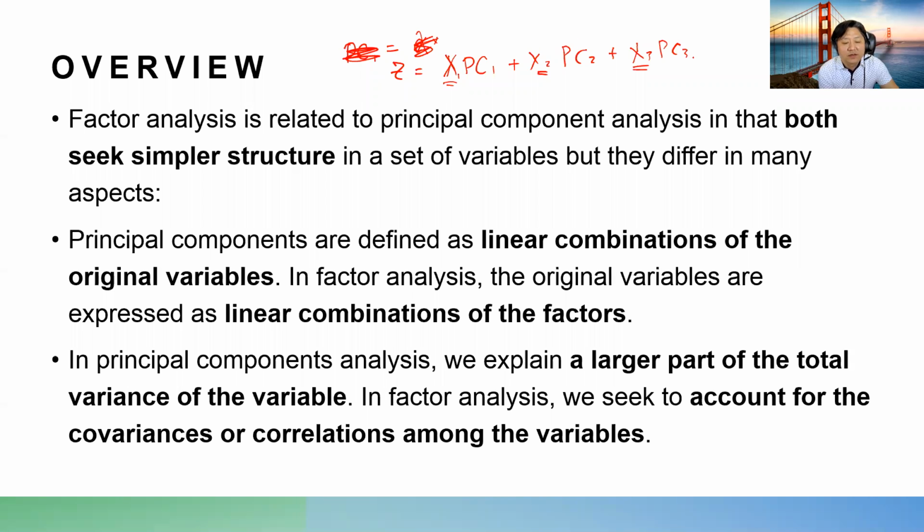In principal component analysis, we explain a larger part of the total variance of the variable, which means the principal components use the full variance. So in principal component analysis, total variance is equal to the common variance. I will talk more about that later. That means it considers the total variance that has no error variance. It just assumes there is no error. Everything is common variance, so every variable is perfectly explained.